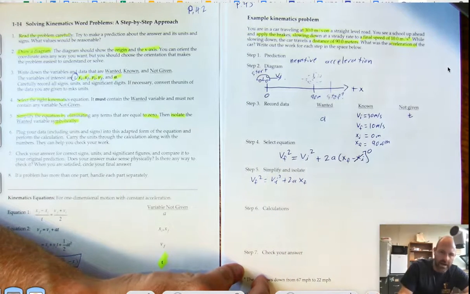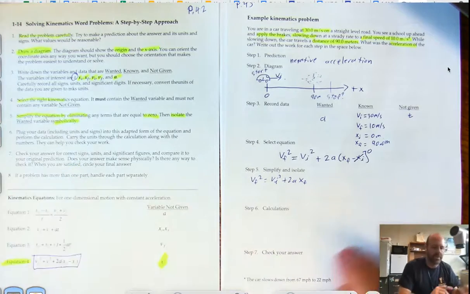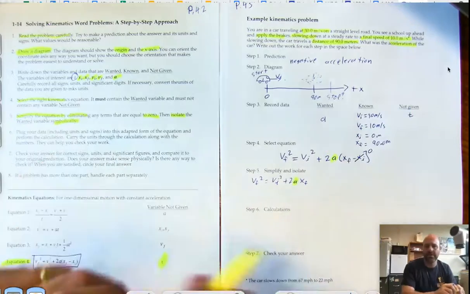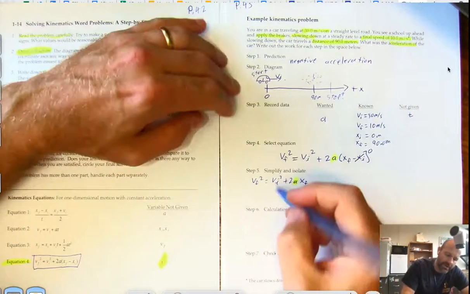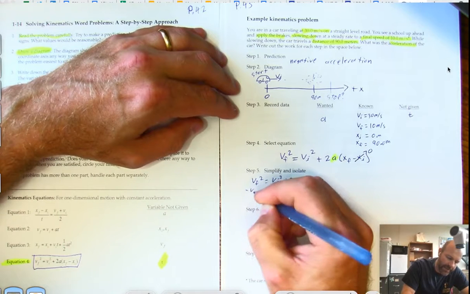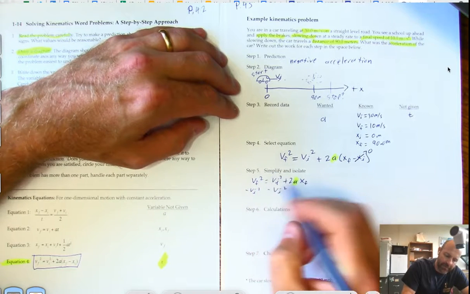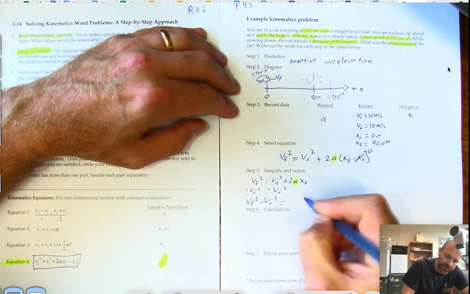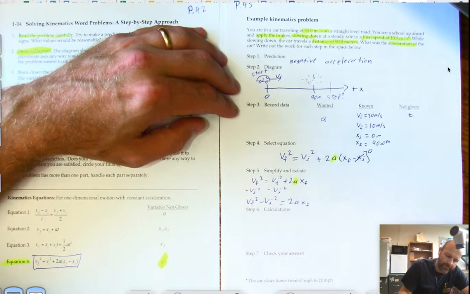I'm going to rewrite this as V final squared equals V initial squared plus 2a times x final, right, because that 0 went away. The thing I'm trying to isolate was the acceleration, right? That's my wanted variable. So I'm trying to get that alone. So I'm going to subtract V initial squared from both sides. And that's going to give me V final squared minus V initial squared equals 2a x final.